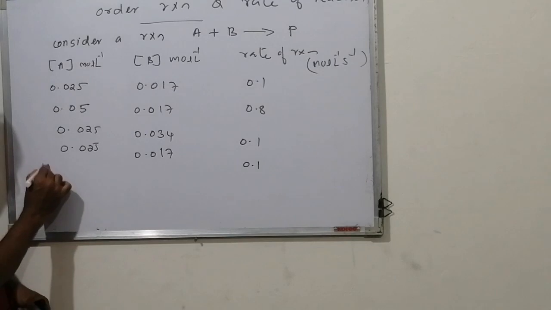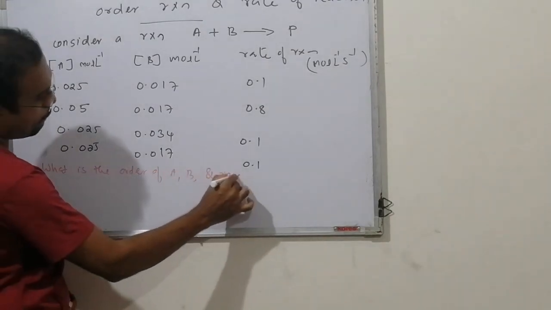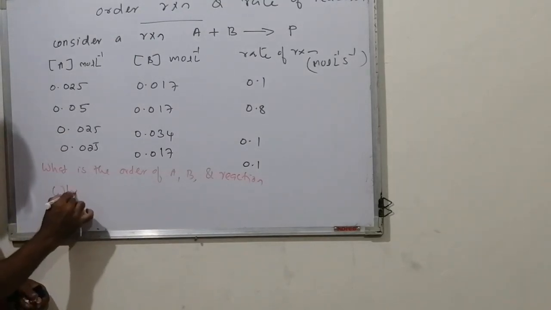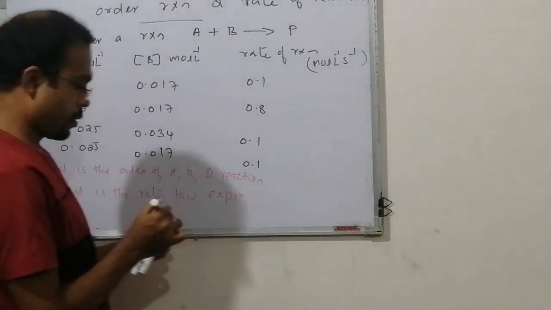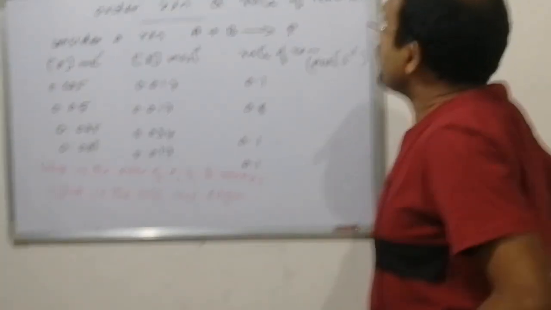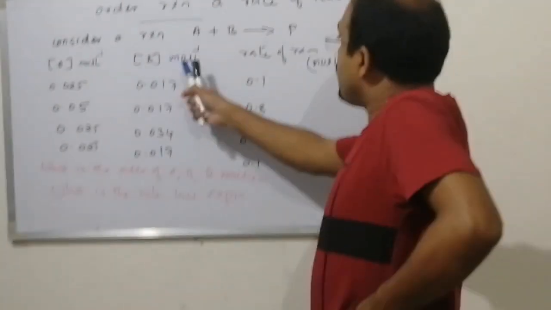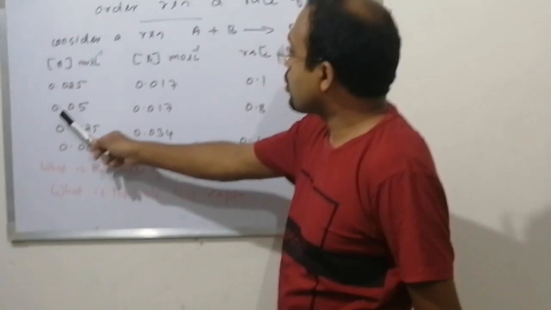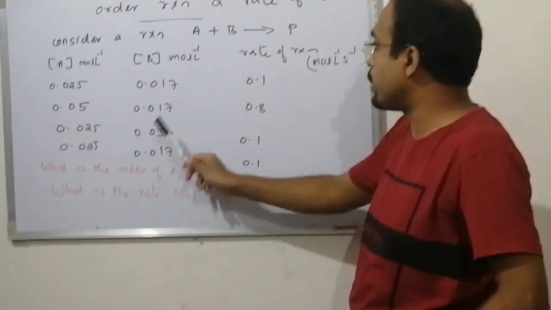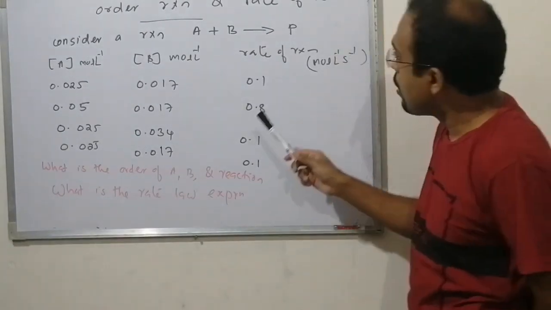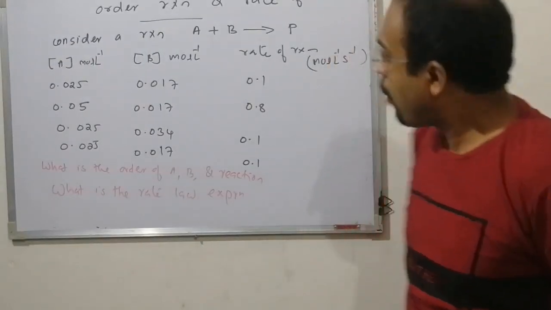What is the order with respect to A, B, and the overall reaction? What is the rate law expression of this reaction? Fine, this is the question. Consider a reaction A plus B gives P. Concentrations of A and B on different occasions are given, along with the rates. I will just solve the question.